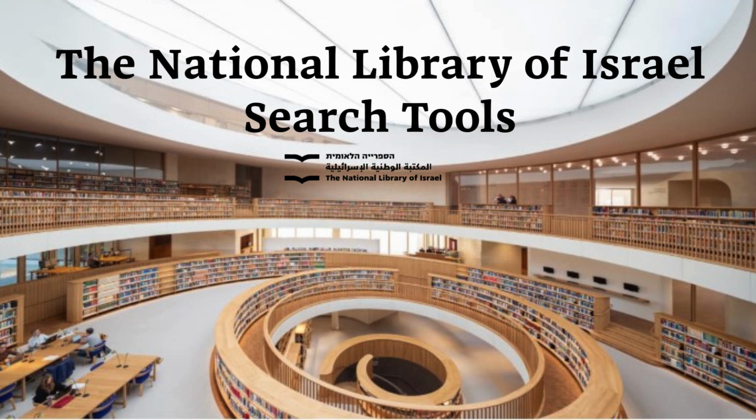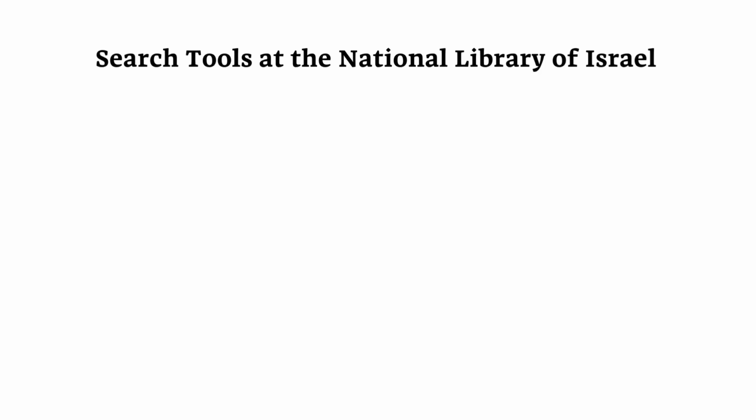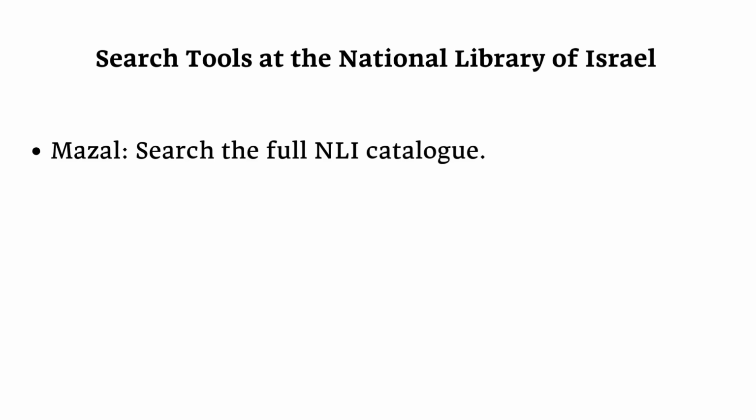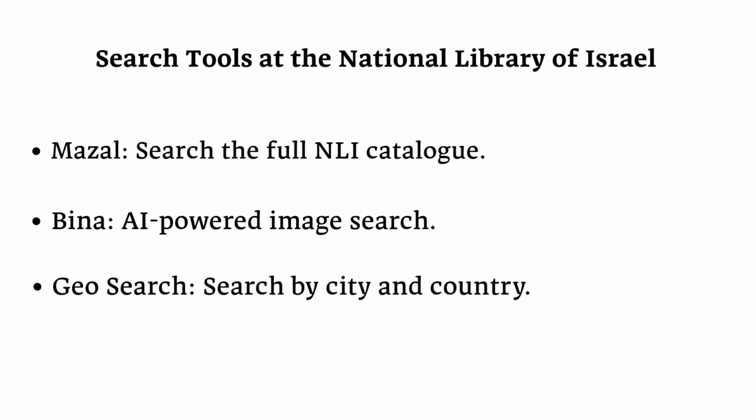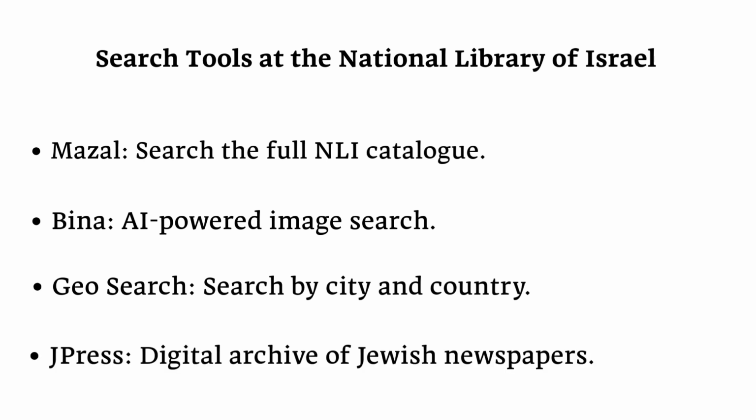In this video, we will learn how to search the library's catalog through the following search tools. MAZAL. Search the full NLI catalog by person, theme, event, or date. Bina. An AI-powered image search of all of the images in the library's catalog. Geo Search. Search the library's catalog by city and country. Jpress. A digital archive of Jewish newspapers published in various countries, languages, and time periods.